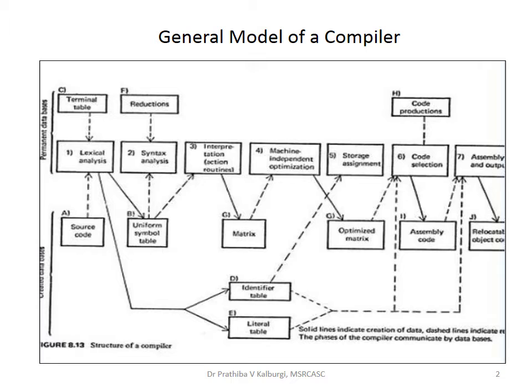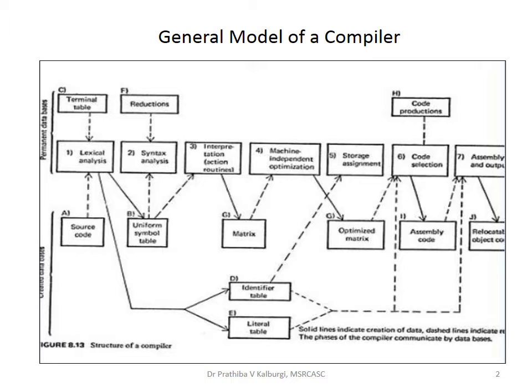Now each of the phases has different tables or databases which are created in each phase, and we will see how each phase works. With respect to the lexical analysis phase, we have the terminal table, the identifier table and the literal table. With respect to the syntax analysis, we have the uniform symbol table. This uniform symbol table is also shared with the interpretation phase and the lexical analysis phase.